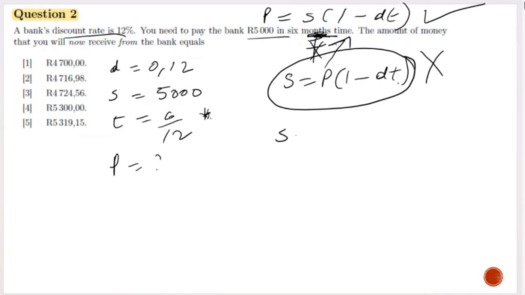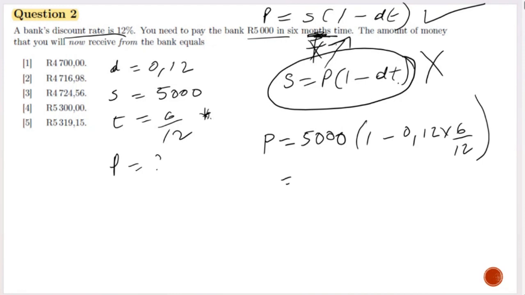So let us substitute, there is our formula. So our P is equal to, our S is 5,000, 1 minus 0.12, and then our T, I need to multiply, T is equal to 6 over 12. Okay, so you plug this into your calculator, you would find that your answer is going to be 4,700.